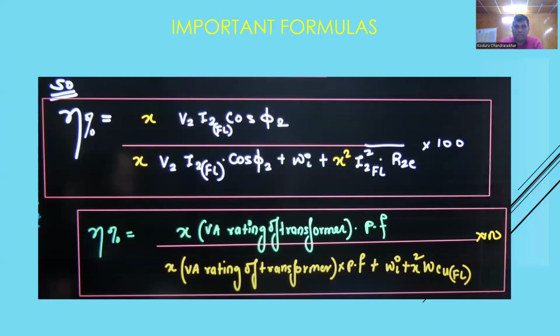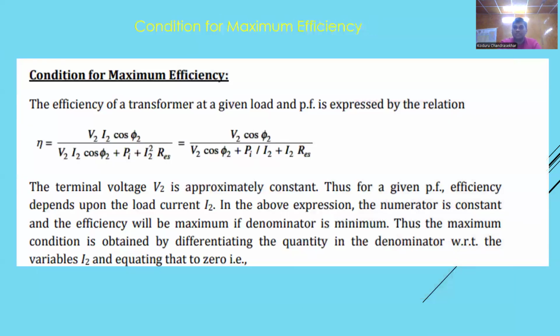So coming to the condition for the maximum efficiency of a transformer, for any function, if we have to find maximum and minimum of a function, we generally differentiate it and equate to zero, and we find the points of extremum. So in case of efficiency also, we'll differentiate it with respect to I2, as I2 is the variable here, and all other parameters are constant.